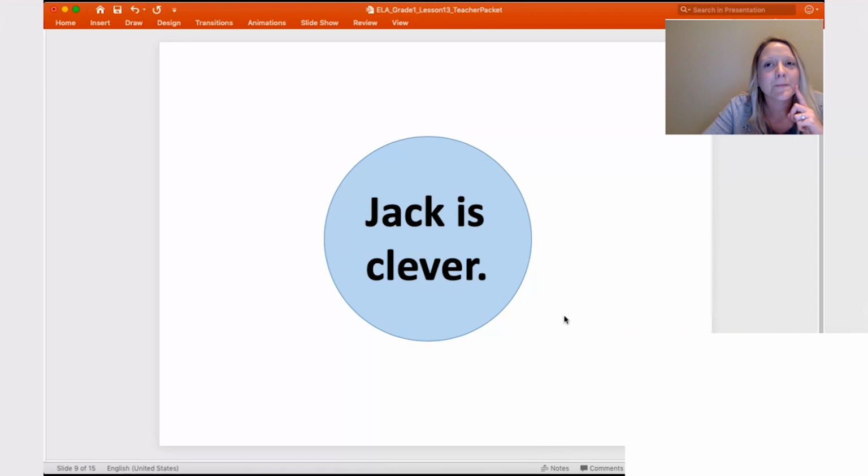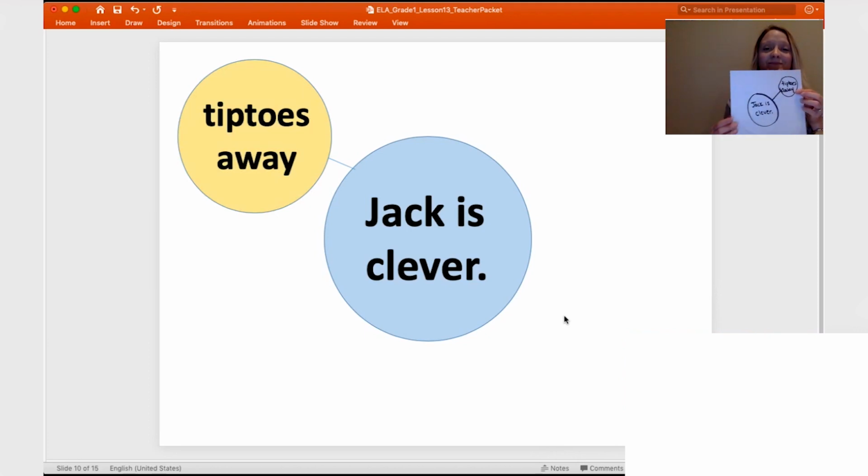I'm remembering he wasn't wanting to wake the giant, right? Oh, yeah. Yeah, he tiptoes away. That was a very important detail. We're just going to do a quick job on our organizer, and we're going to change them into complete sentences later. We're just going to get all our ideas down. Very nice, boys and girls.